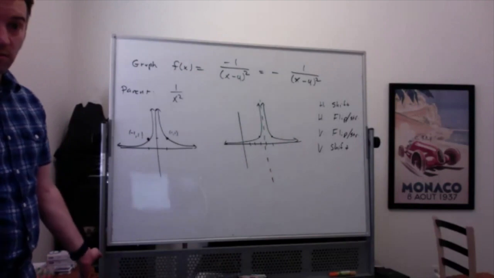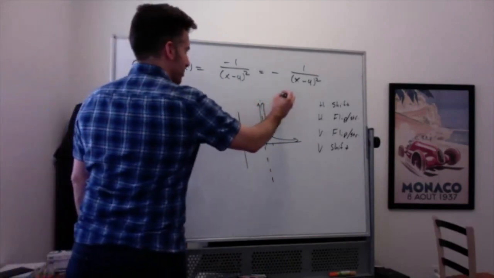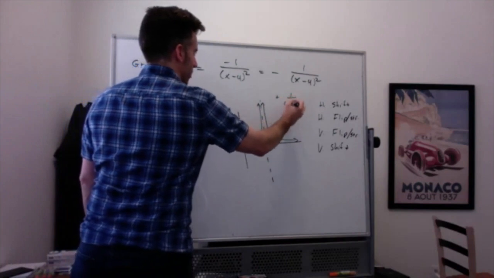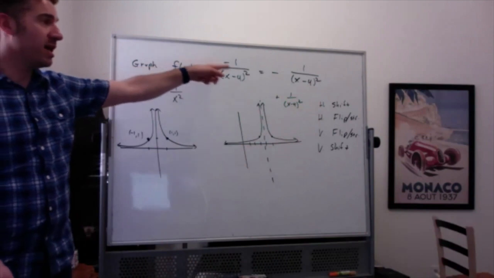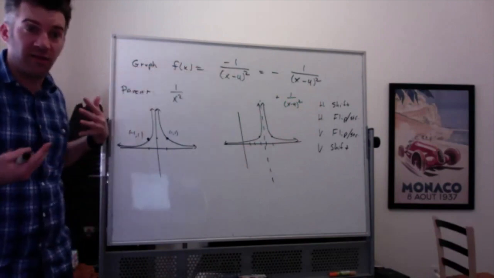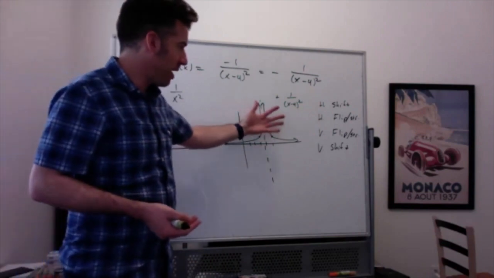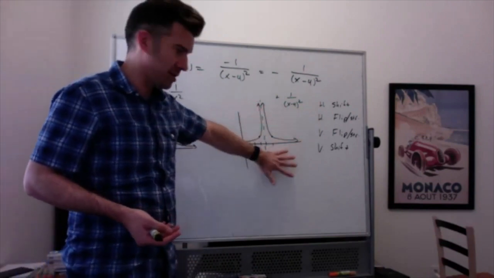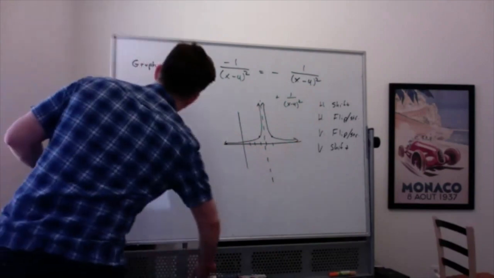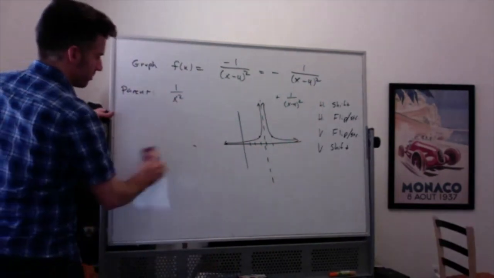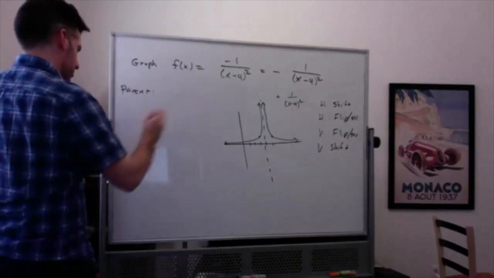But I'm not done, right? This is 1 over x squared. This here is positive 1 over x minus 4 squared. And then the negative out front, the negative outside of the function, is going to give me a vertical flip. So I'm going to take this whole graph and reflect it across the x-axis. So my final result, which I'm going to erase here and draw. I'm going to take that.